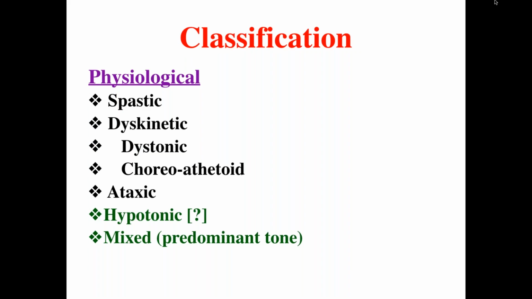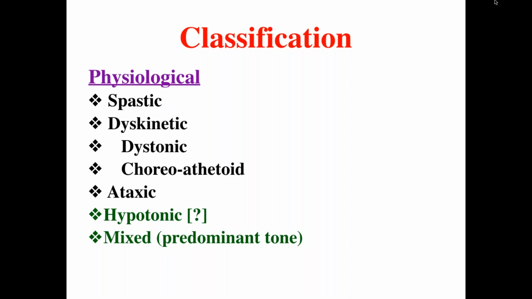Now, coming to the classification, when you're classifying these children with CP, physiologically, if you're looking at the tone and other manifestations, you can classify these children as having spastic CP, dyskinetic CP, or ataxic CP. The dyskinetic CP is further subdivided into dystonic CP and choreoathetoid type of cerebral palsy. Some people also include hypotonic variant as a type of CP, but when we go through this lecture, you will see that hypotonia is a stage in the development of various types of CP. So hypotonic CP may not be considered as a separate entity per se.